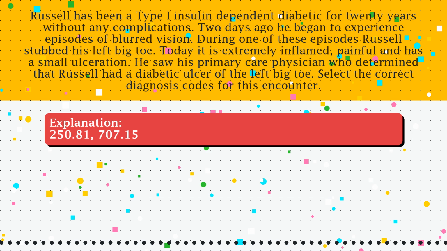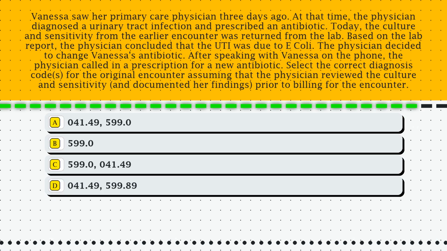Question 173. Vanessa saw her primary care physician 3 days ago. At that time, the physician diagnosed a urinary tract infection and prescribed an antibiotic. Today, the culture and sensitivity from the earlier encounter was returned from the lab. Based on the lab report, the physician concluded that the UTI was due to E. coli. The physician decided to change Vanessa's antibiotic. After speaking with Vanessa on the phone, the physician called in a prescription for a new antibiotic. Select the correct diagnosis code(s) for the original encounter, assuming that the physician reviewed the culture and sensitivity and documented her findings prior to billing for the encounter.